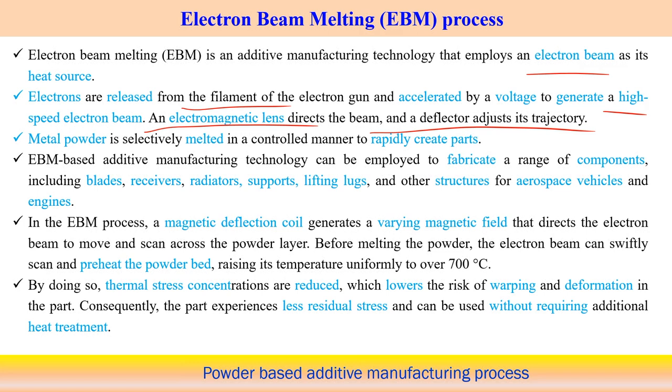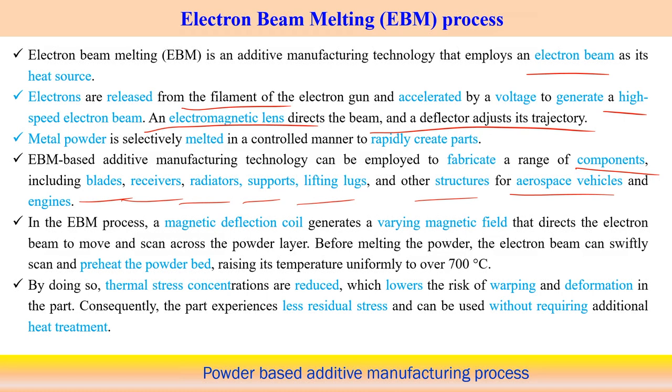So the scanning speed of the electron beam is much higher as compared to the laser. Therefore, very rapid melting of the powder is possible using the electron beam. Now, the electron beam based additive manufacturing process is used for a wide range of components, for example blades, receivers, radiators, different supports, lifting lugs and any other complicated structure, even aerospace components can be manufactured using the electron beam melting process.